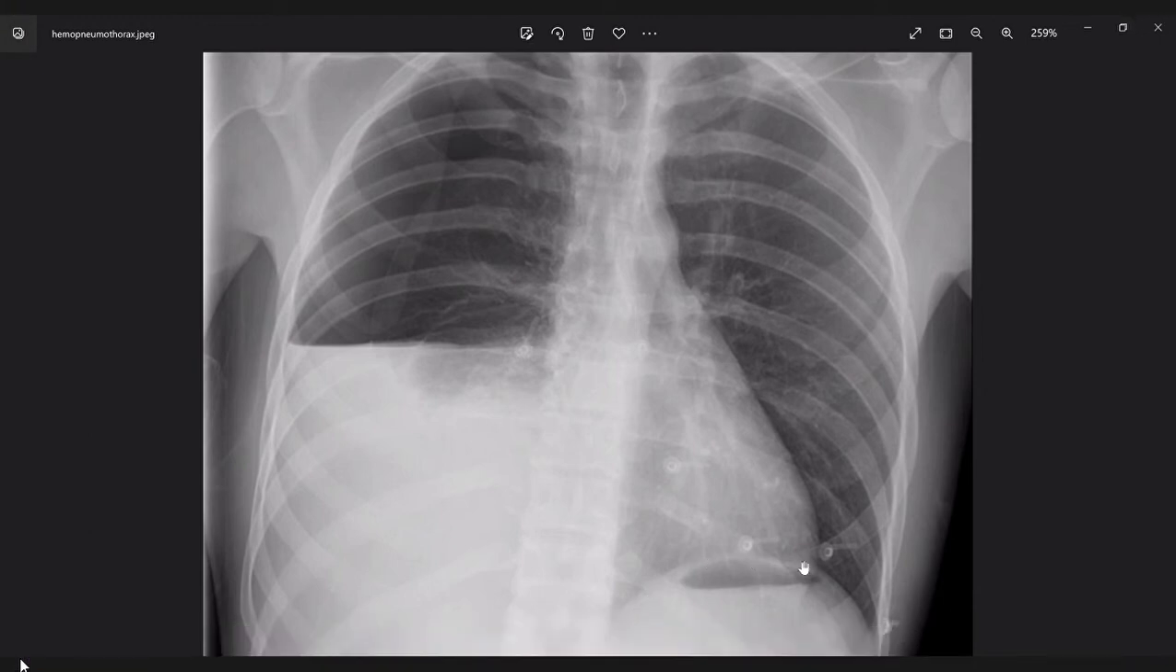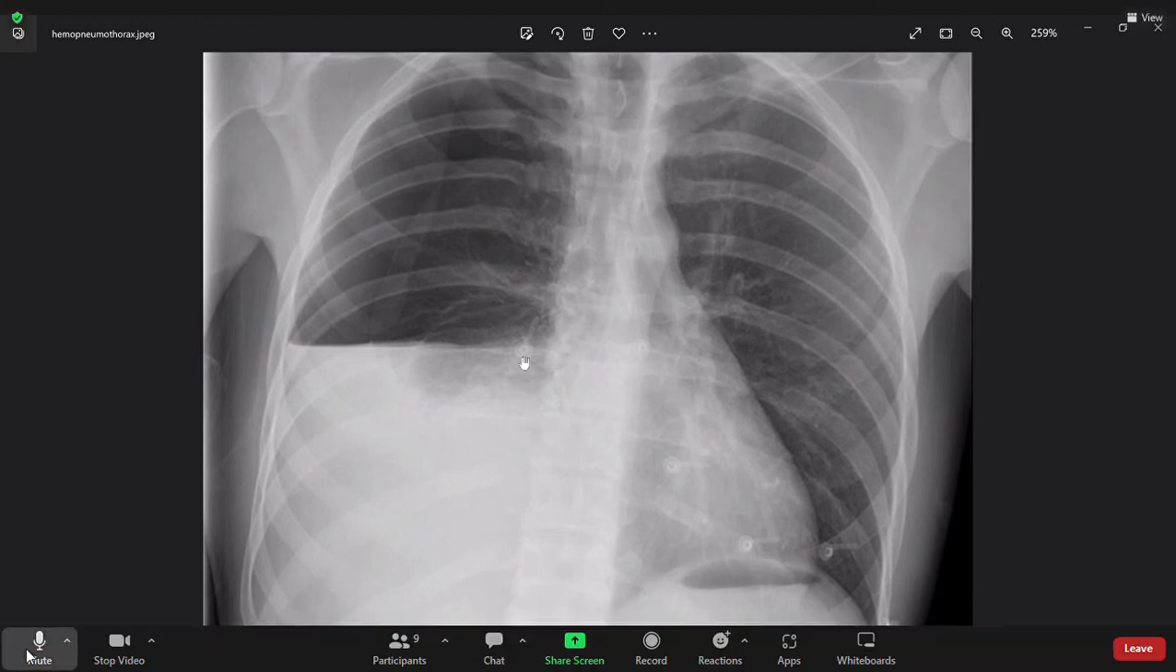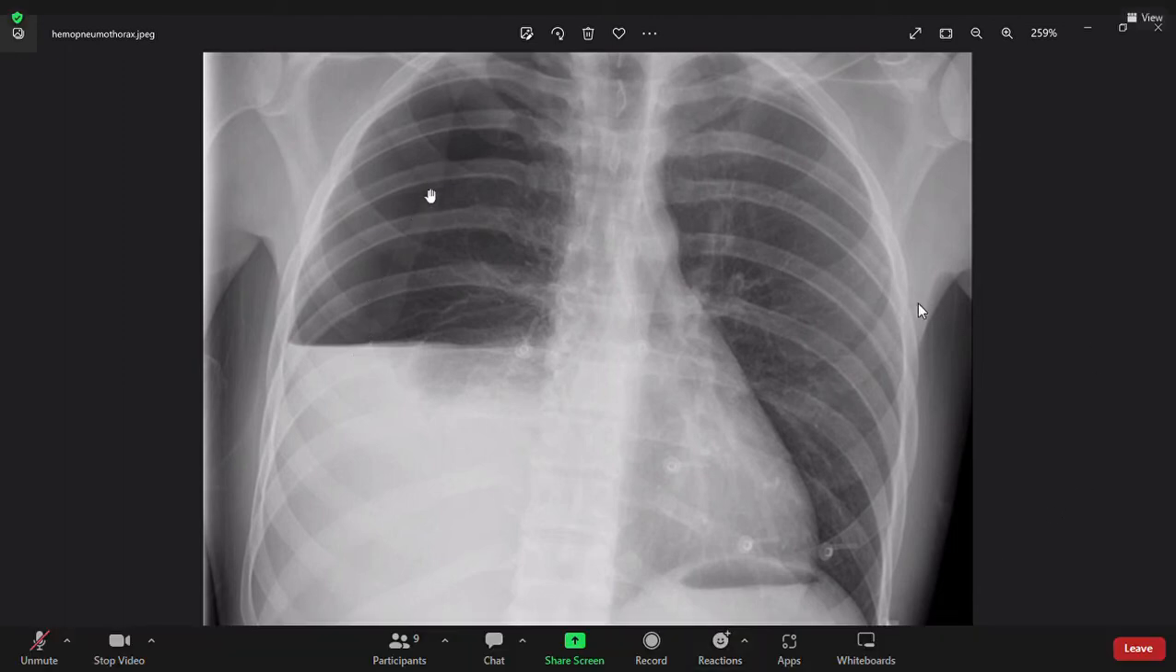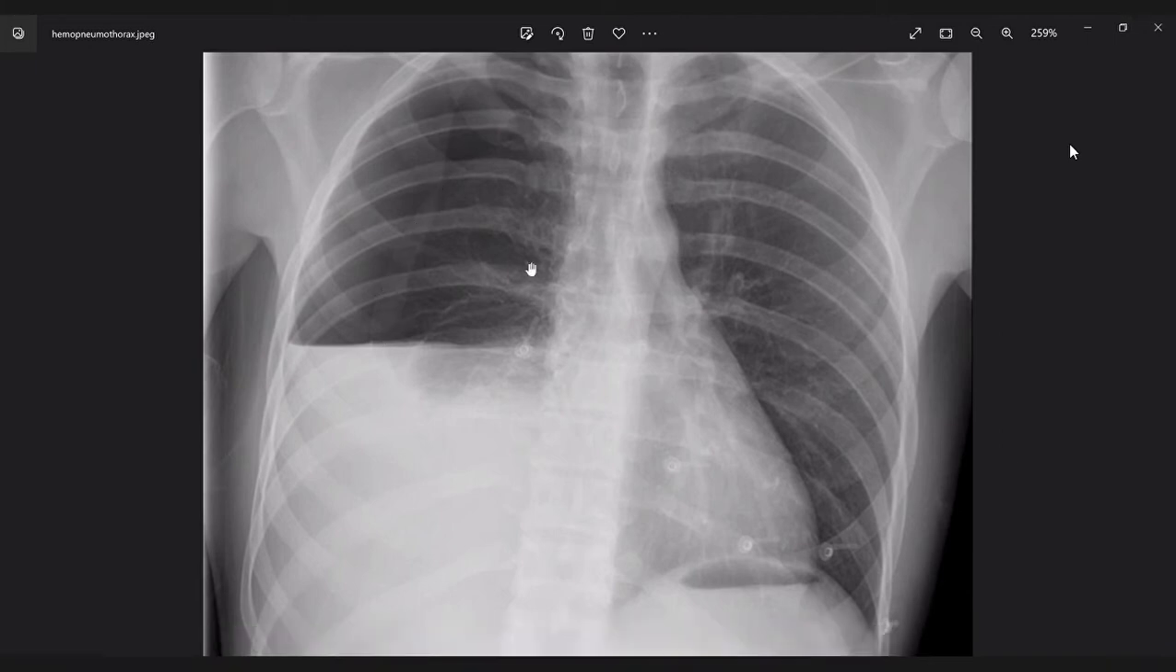Definitely more than a liter. We're looking at 3-4 liters right here. And you can see the lung mark in here. You see that? Yes, sir. This is your scapula. This is your lung. So that's a pneumothorax.